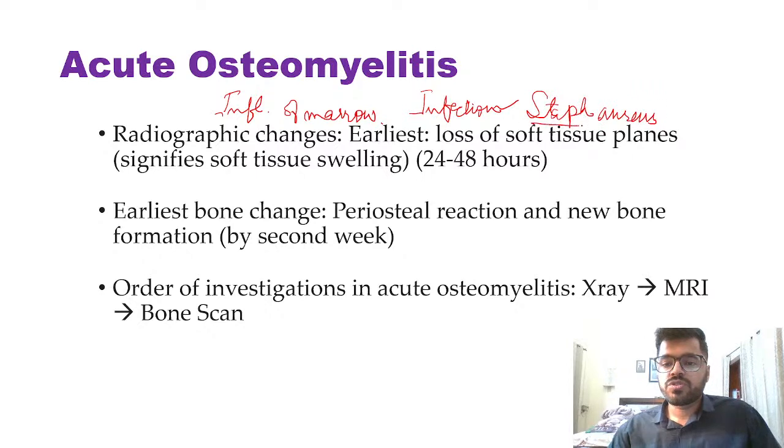This is the most usual culprit in orthopedics, be it any infection, maybe osteomyelitis, maybe septic arthritis. Infection anywhere in orthopedics, we can blame it on Staphylococcus aureus. Radiographic changes: the earliest change is the loss of soft tissue planes, which signifies soft tissue swelling.